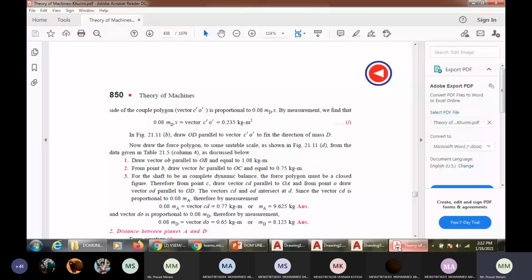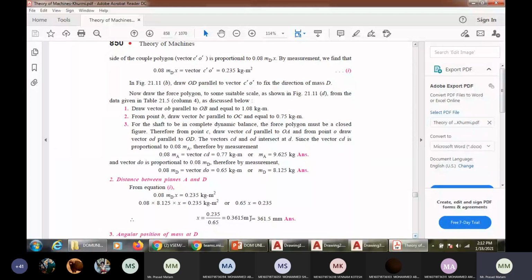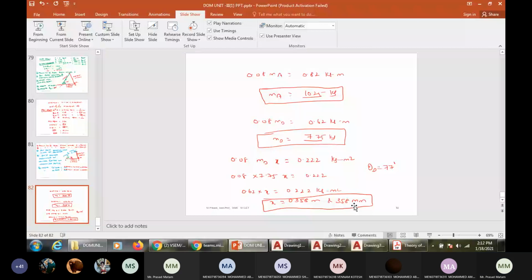So how much A am I getting here? 9.6. Almost close to 10 kg. D I am getting here 8, almost 7.5 there. Closely I am getting the answers. X I am getting 361 here, and here I am getting 358. Only 3 mm difference. Okay. Almost all close, I have got the solutions.